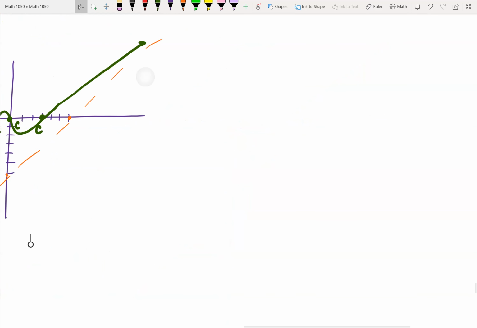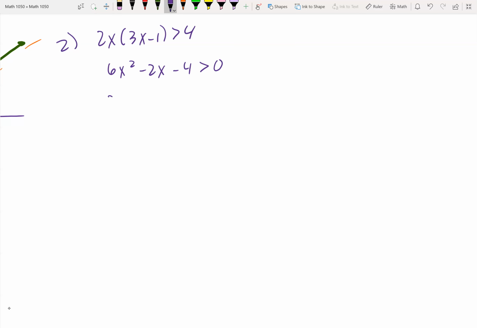Here's number 2. This is a critical numbers type 2. I can tell because when I distribute that 2x, I'm going to get 6x squared minus 2x, and then I'm going to pull that 4 over and it becomes a positive. Now I'm going to take out a 2, and I'm left with 3x squared minus x minus 2 is greater than 0. The 3x squared goes to 3x and x. The 2 goes to 2 and 1 like that. Signs are different. Biggest is the negative.